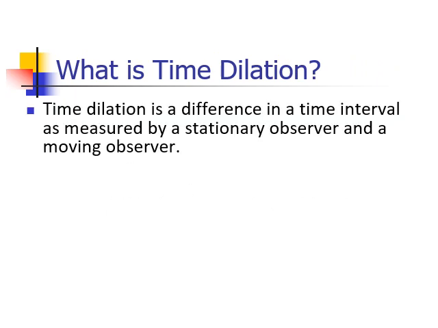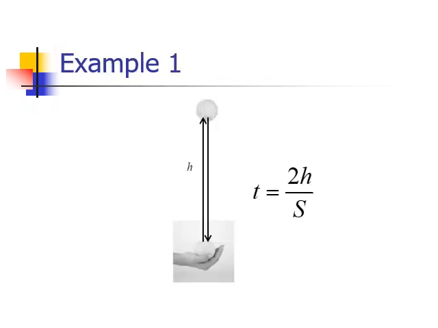So what is time dilation? Time dilation is the difference in a time interval as measured from a stationary observer's point of view and a moving observer's point of view. So it's the difference between the stationary and moving observer's reference frames. It's often discussed with this particular example here. If we imagine throwing up a ball, then the time it takes to do that would be the distance h up and h down divided by the speed s in this particular case.